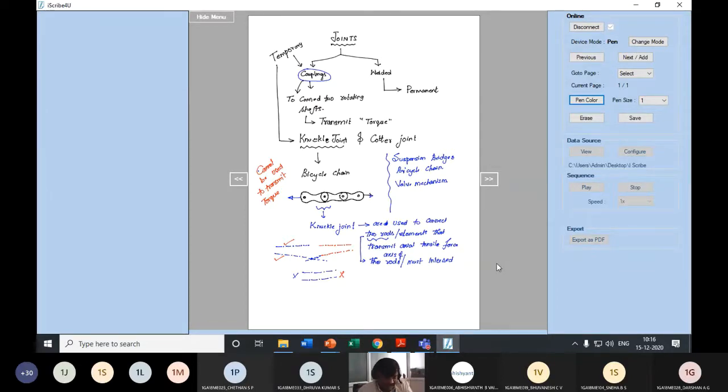Okay, it has other names. The knuckle joint, in some industries, is also called a forked pin joint. So the other name of knuckle joint is forked pin joint. This is what I'll be talking about in today's class, the knuckle joint. So let me share the PPT with you guys.